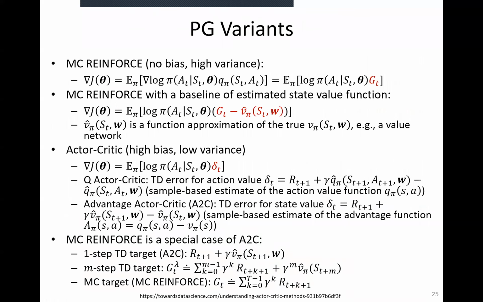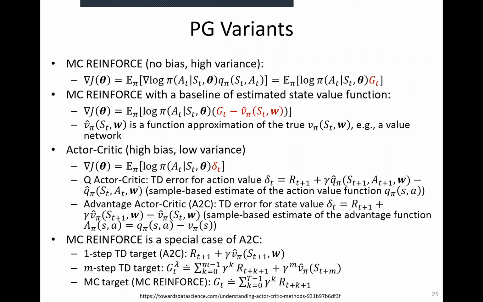There are several variants of policy gradients. This is the MC REINFORCE. It has no bias because you're getting the ground truth return from the end of the episode. It has high variance because the episodes may be very long, so every time you update, you may update in a very different direction with very different magnitudes. So the variance is large, which means that convergence is slow.